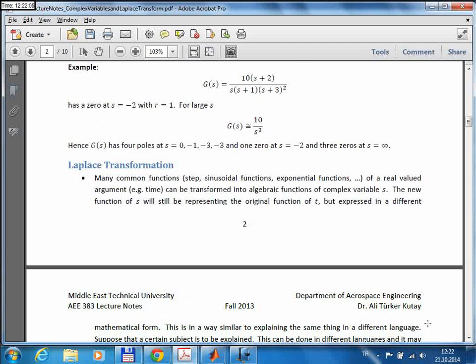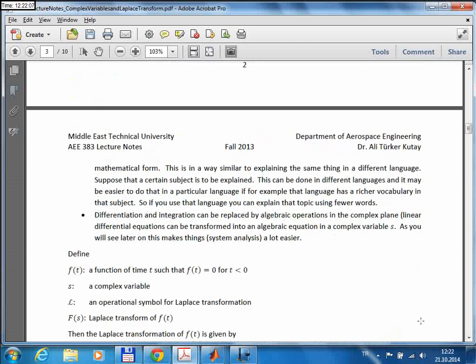So anyway, but in the case of a Laplace transformation, you get huge benefits if you are dealing with differential equations. Okay, so the differentiation integration can be replaced by algebraic operations in the complex plane.